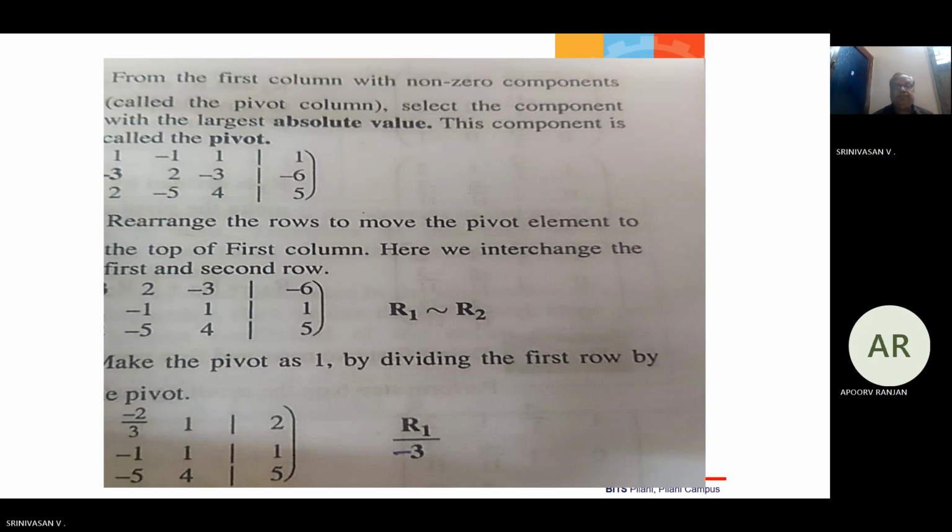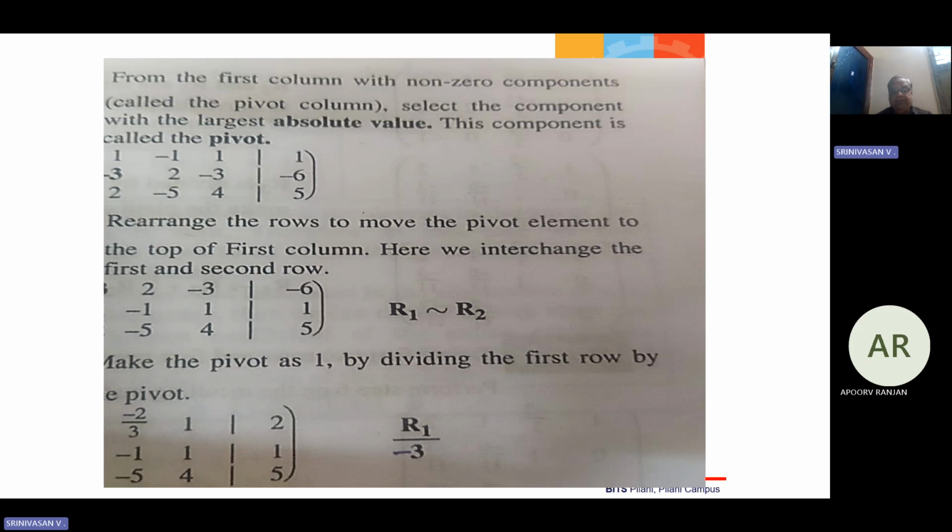Therefore, here, rearrange the rows to move the pivot element to the top of the first column. So here, this is the pivot. It is the largest in absolute value, but don't put +3. Whatever element is there, that is to be taken. So rearranging the rows in this sense, we are interchanging.